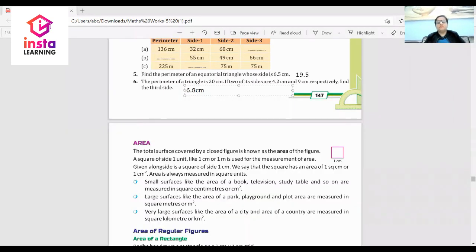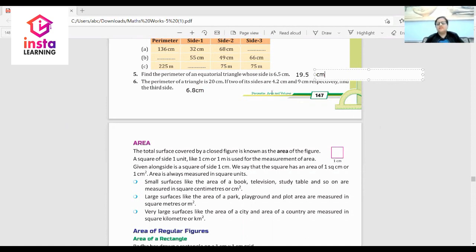So, when we want to know about the perimeter of an equilateral triangle, in that all the sides are equal. So, just multiply with 3. You can do that. Or you can do 6.5 plus 6.5 plus 6.5. You will get the same answer. That is 19.5 centimeter.